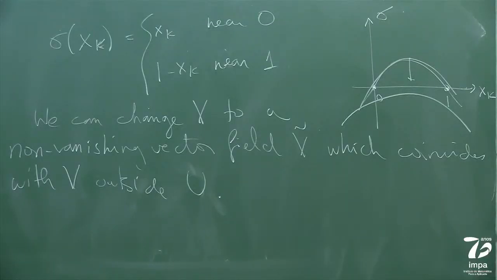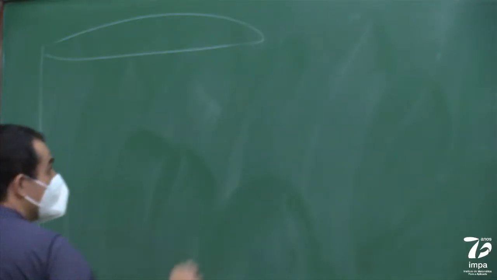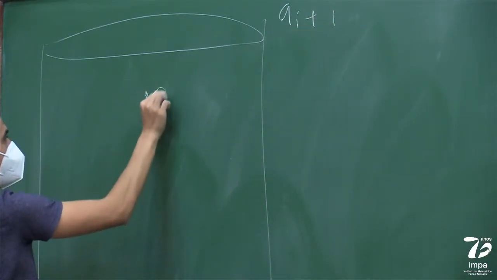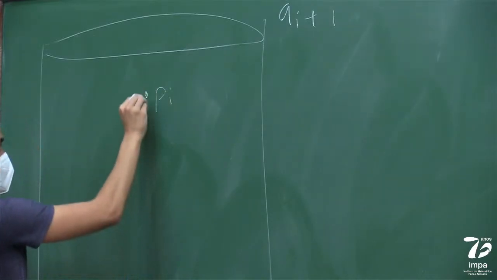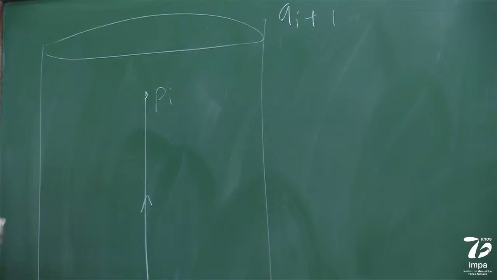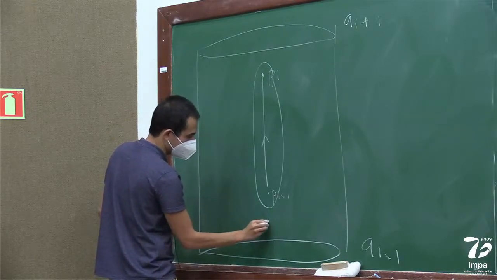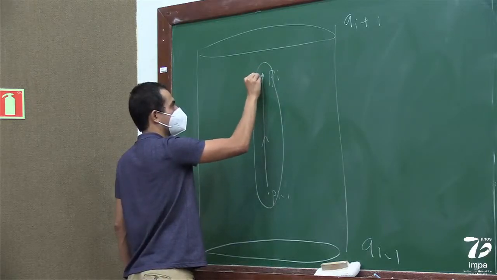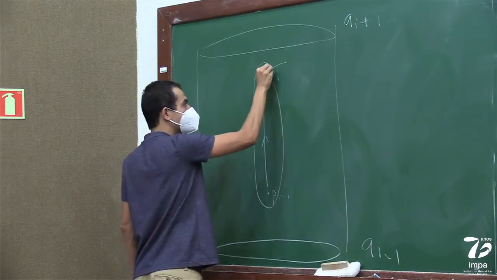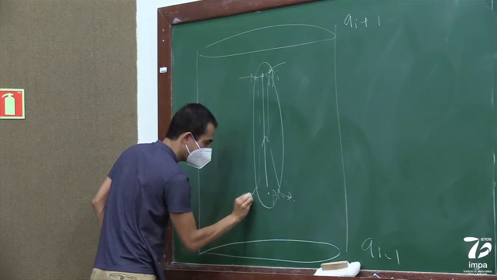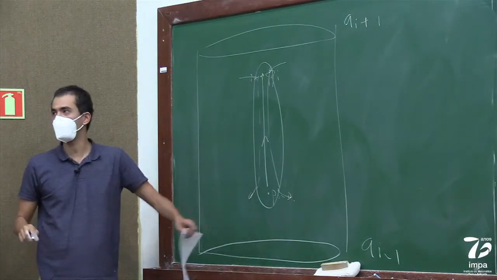So now I have my A_{i-1}, here's A_{i+1}, and then here was my P_i, and here was my P_{i-1}, and I have this flow line connecting them. And what I'm doing now is I take this neighborhood, and I replace this vector field by another vector field that does what? Basically it's non-zero here. So it enters this neighborhood, and then it leaves this neighborhood. So instead of being trapped by these points, it enters and leaves.